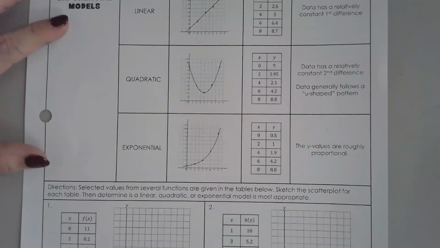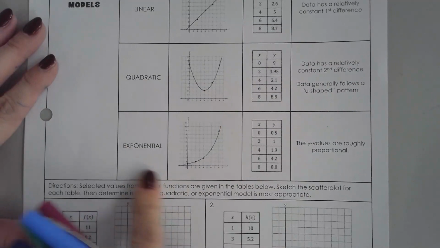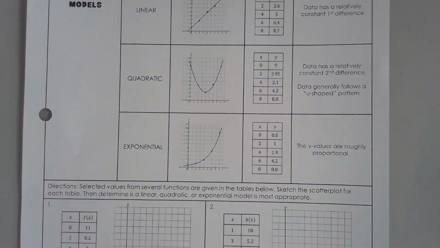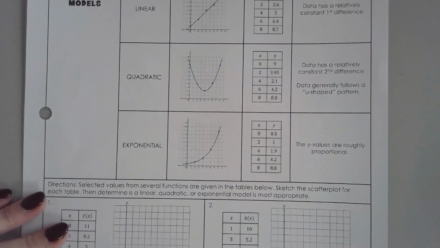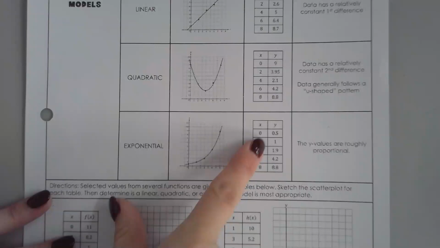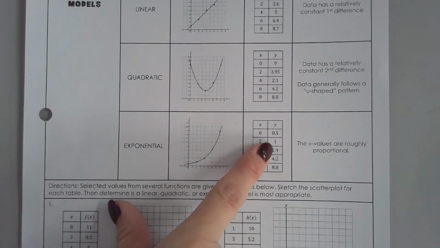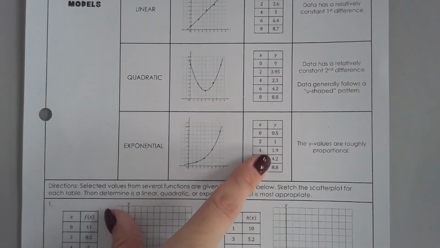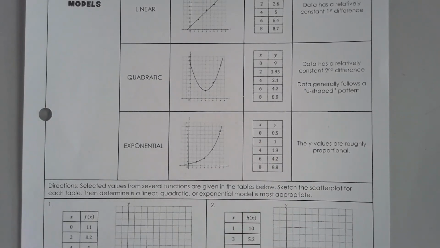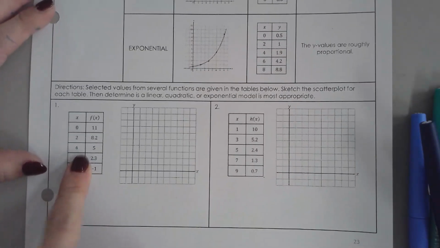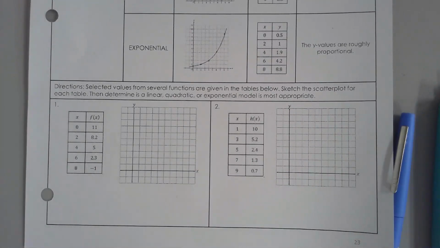Exponential kind of looks like half of a quadratic almost. You're looking at the y values multiplying by the same thing. They're close. Like this one, 1 times 2 is 2, 1.9 is pretty close. Okay, times 2, you're getting pretty close. So it's relatively close. So let's look at some data points and graph them to see what type of model fits.